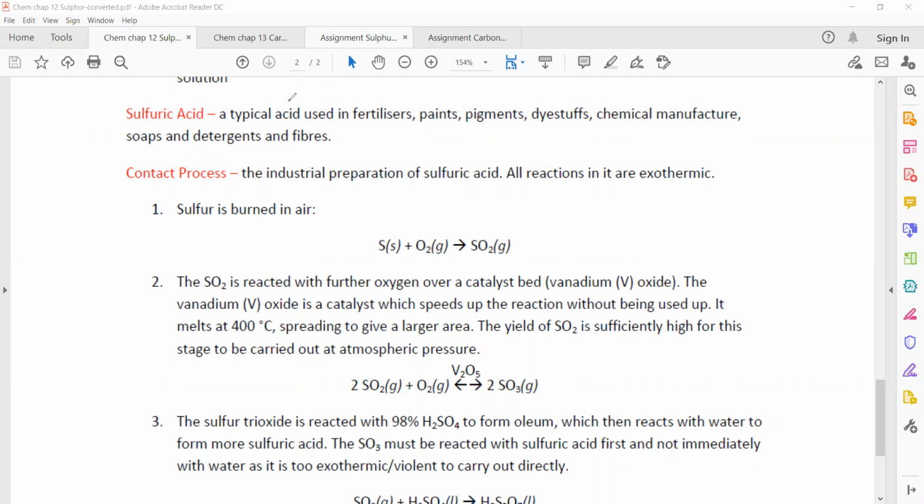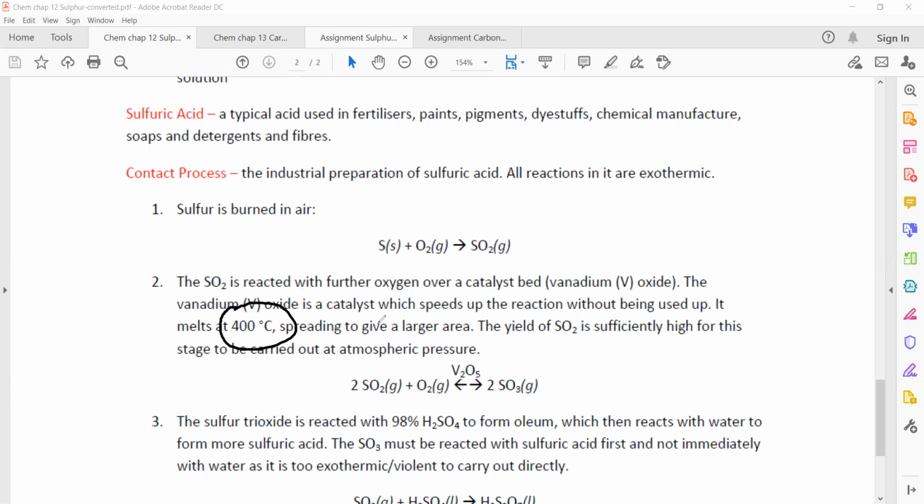How do we manufacture it? First, we burn the sulfur in air, so sulfur reacts with oxygen. This will result in a formation of sulfur dioxide. Then the sulfur dioxide reacts with more oxygen in the presence of a catalyst, vanadium pentoxide, to give sulfur trioxide. We already discussed that we use a high pressure and a low temperature. But even though I'm saying low temperature, what is the temperature written here? The temperature is written about 400 or 450 degrees centigrade.